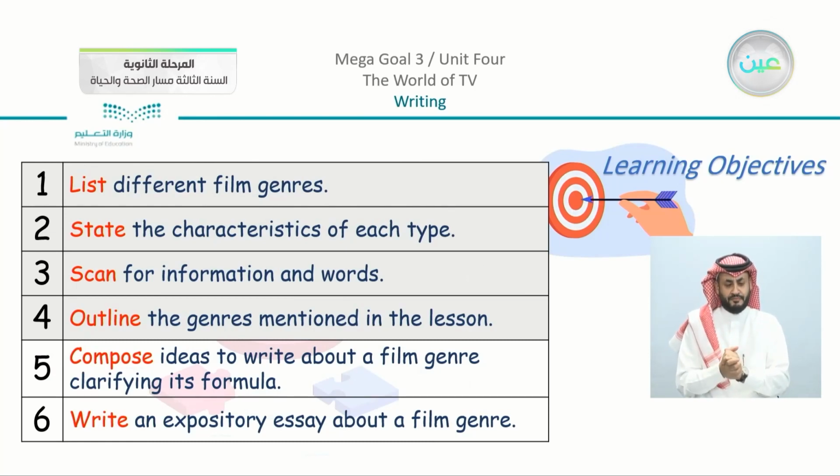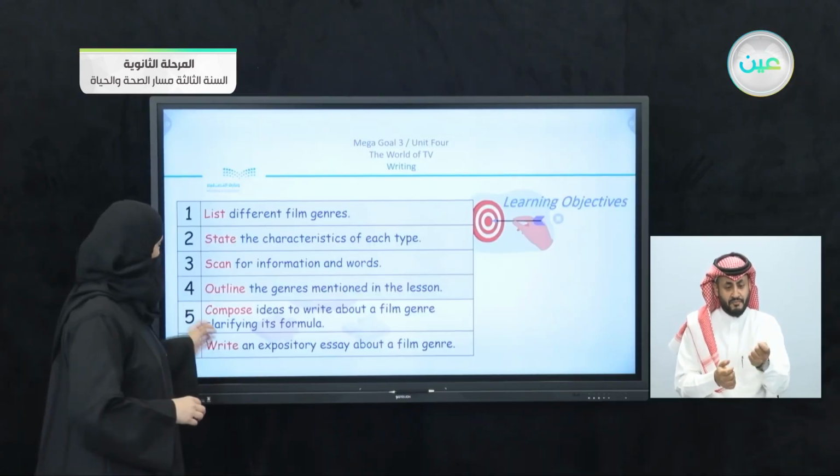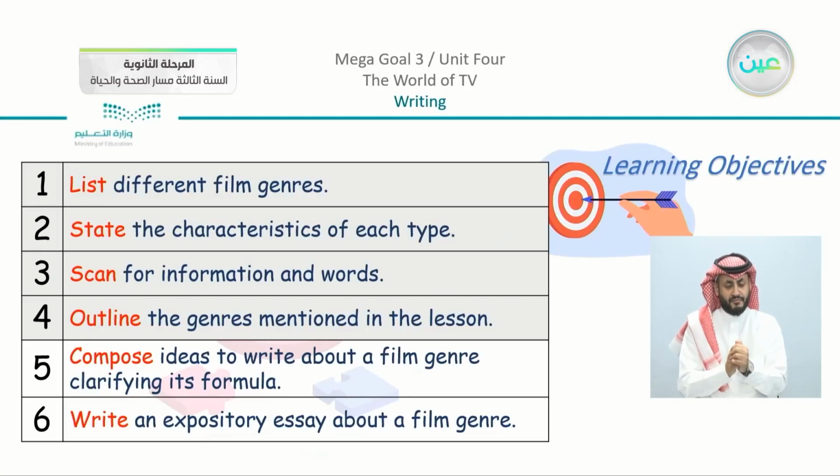So you can see that we have here our objectives, some of them that we covered. We listed different film genres. We also stated the characteristics of each type. We scanned for information and words. Also, we outlined the genres mentioned in the lesson. We are now going to complete the same lesson, which is the writing lesson, by composing ideas to write about a film genre, clarifying its formula, and we are going to write an expository essay about a film genre.